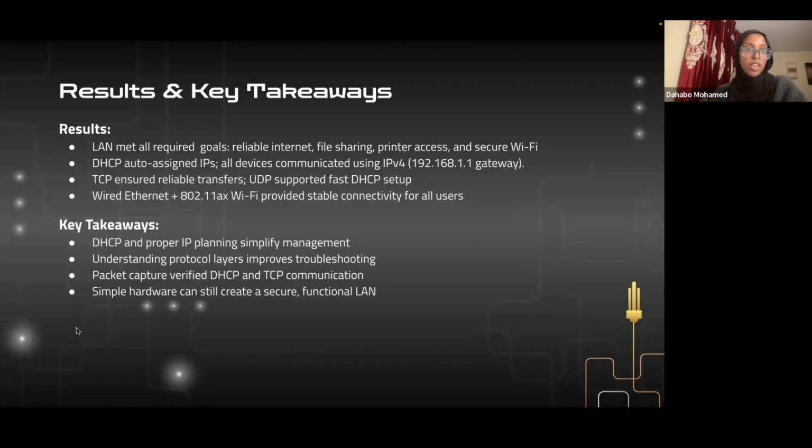Additionally, during testing, TCP gave us reliable communication for things like file sharing, while UDP allowed DHCP to assign addresses quickly. Using both wired Ethernet and 802.11ax Wi-Fi gave the network strong performance even with minimal hardware. From this project, we learned how helpful DHCP and IP planning are for keeping a network simple and manageable. Packet captures in Packet Tracer helped us see how DHCP messages and TCP handshakes actually move across the network, which made troubleshooting much easier. Overall, even a small startup network can be secure and fully functional with a basic well-planned design. I will now pass it on to Elizabeth to conclude our presentation.